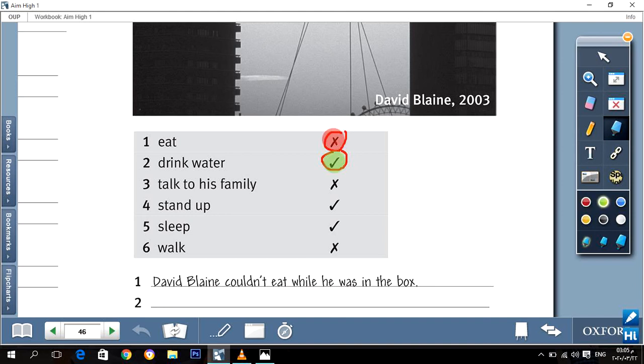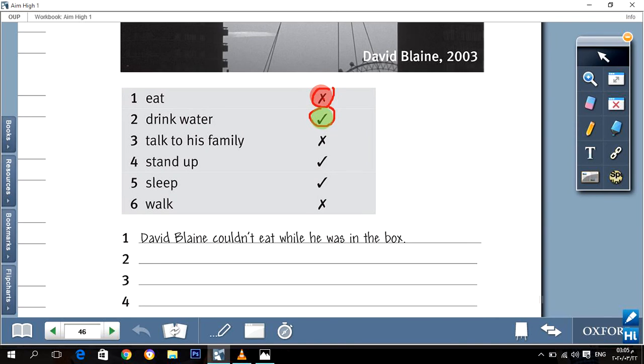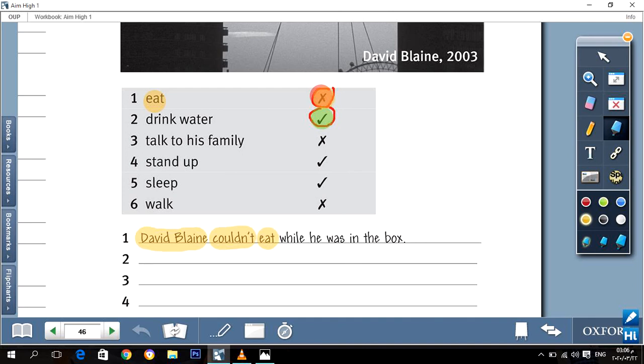As usual, the first exercise, the first sentence is always done. This is done because they want to show us how to continue to complete the rest of the sentences below. So David Blaine, we have a cross here beside the verb eat. Okay, my dears. So David Blaine couldn't. Why? Because we have a cross here. Couldn't eat. Yes, because the verb here is eat while he was in the box. So they have used could or couldn't and was or were.